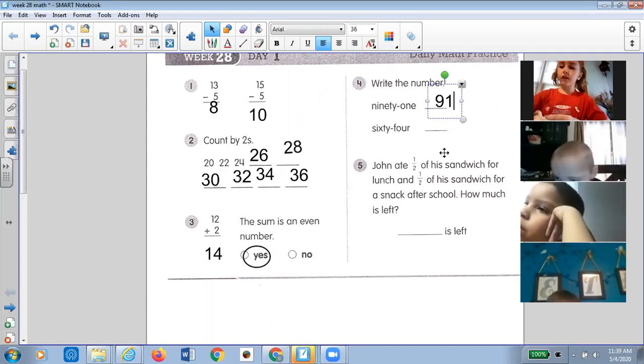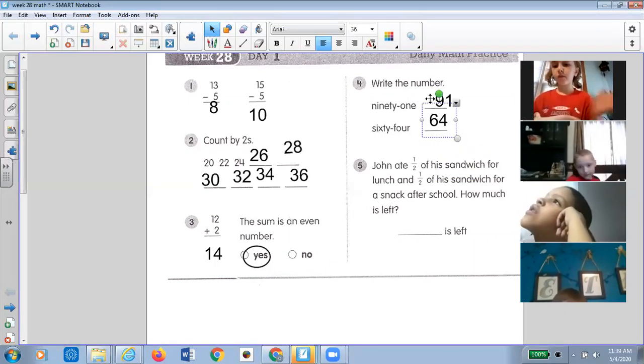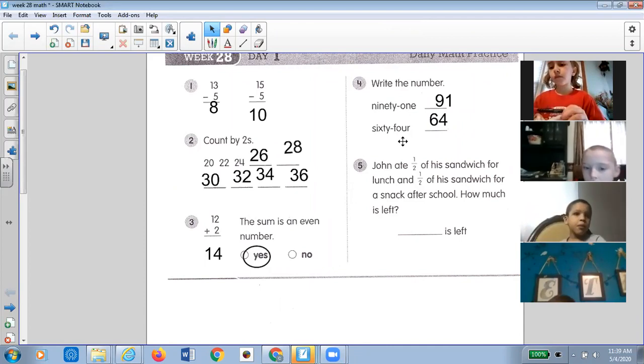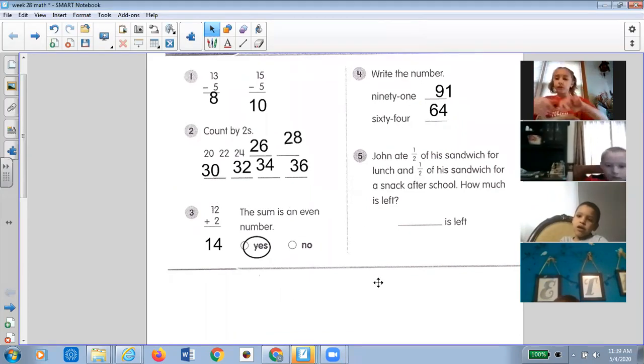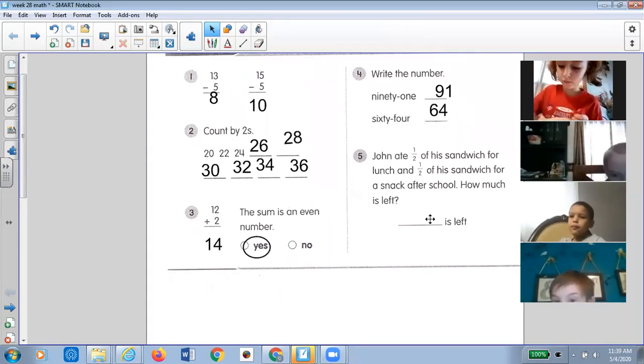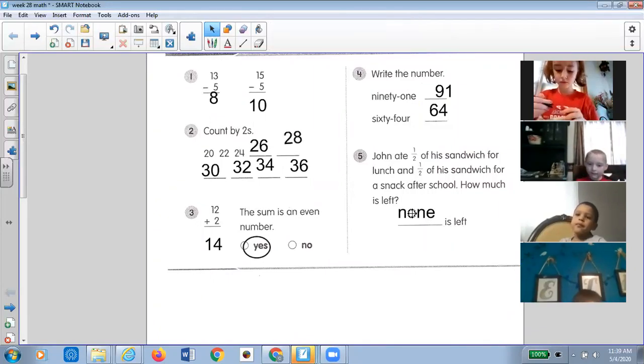Whoops. Don't want to put that there. We'll put that there. All right, let me read you the story problem. See if you can answer the question. John ate half of his sandwich for lunch and half of his sandwich for a snack after school. How much is left? So if he ate half at lunch, half at snack, how much is left? Ethan? None. He ate the whole sandwich. Very good. None is left.